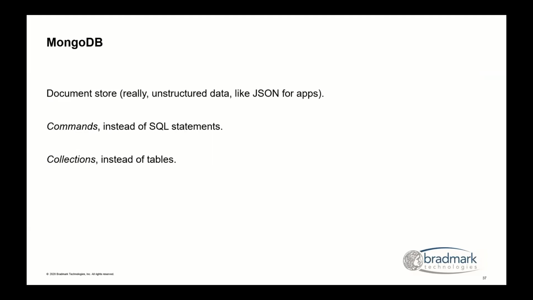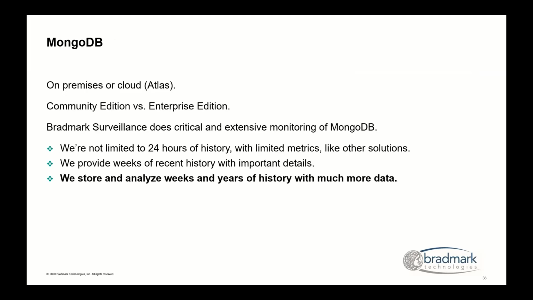So MongoDB is a document store for unstructured data, like JSON for applications and things like that. I just want to mention a few of the changes, so when I say some other things, it'll make more sense for those who are not familiar with MongoDB. Instead of SQL statements, you have commands, if you're from a relational background, and instead of tables, they have collections. So what we do is our product looks at commands that are running a long time. We look at collections that are hot, and those kinds of things.